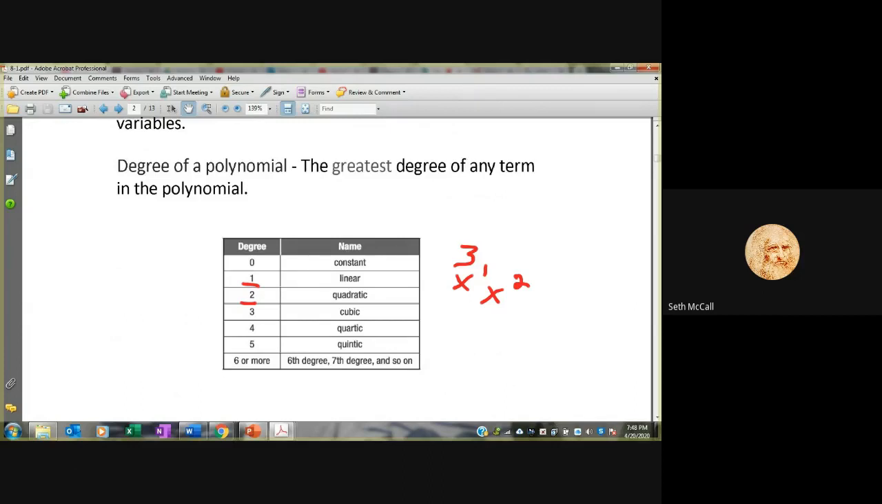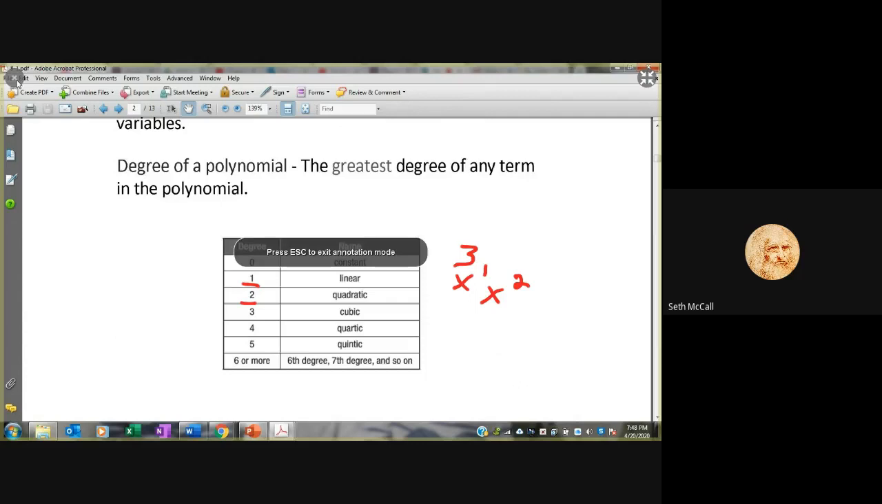If the degree is 3, that's called a cubic. That would be like x cubed. A fourth degree is called a quartic. A fifth degree is quintic. And then beyond fifth degree, they just say sixth degree, seventh degree, and so on.